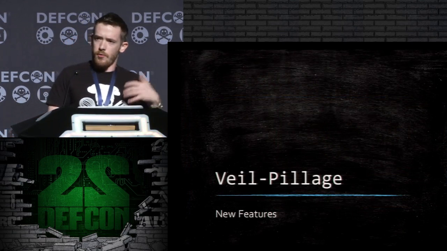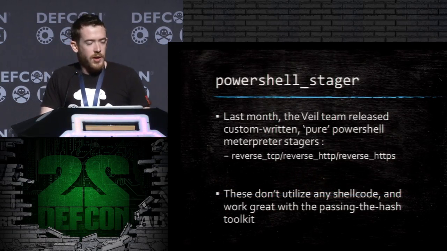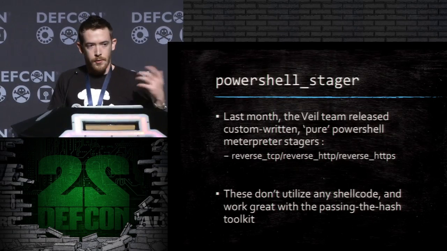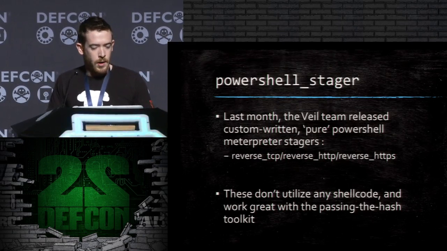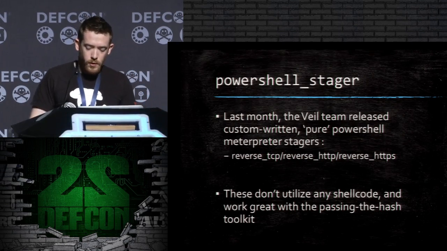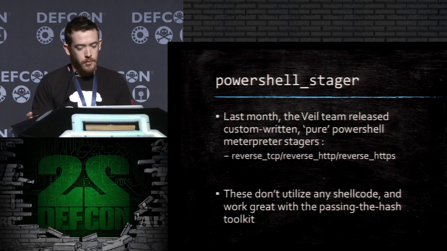So here, I'm going to go over a few of the new features that I integrated in. Last month, the Veil team released some custom written, higher level PowerShell stagers for Meterpreter reverse TCP, HTTP, and HTTPS. These don't utilize any shellcode, and they work great with the pass-the-hash toolkit. You don't have to invoke the MSF part. That shellcode can't be decoded from a file or something like that because it's not being run.